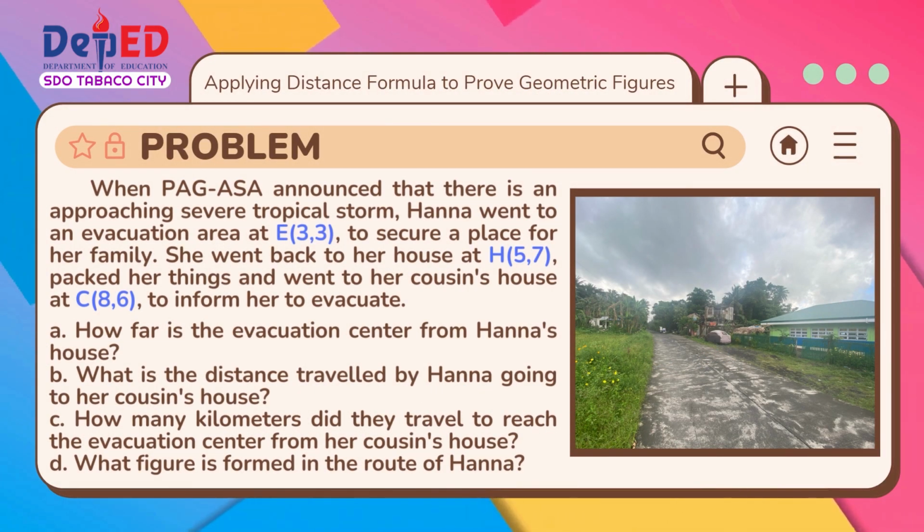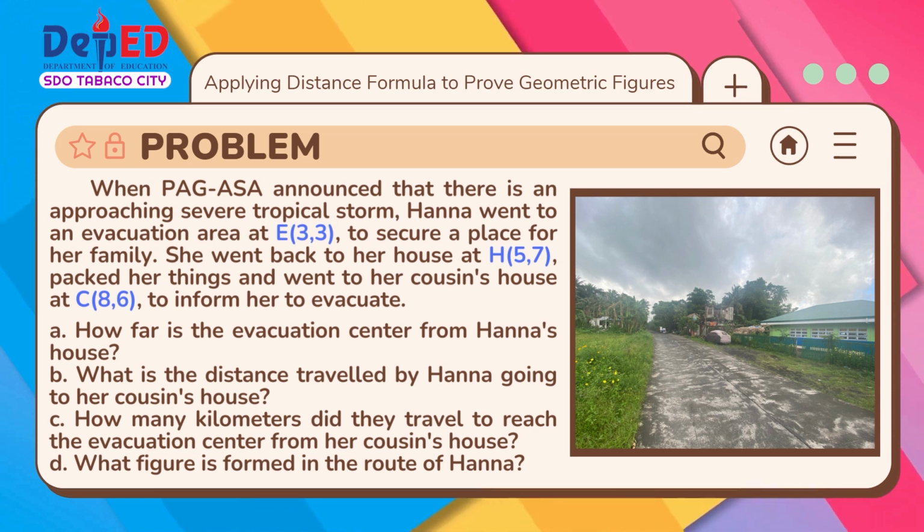When PAGASA announced that there is an approaching severe tropical storm, Hana went to an evacuation center at E (3, 3) to secure a place for her family. She went back to her house at H (5, 7), packed her things, and went to her cousin's house at C (8, 6) to inform her to evacuate. How far is the evacuation center from Hannah's house? What is the distance traveled by Hannah going to her cousin's house? How many kilometers did they travel to reach the evacuation center from her cousin's house? What figure is formed in the route of Hannah?